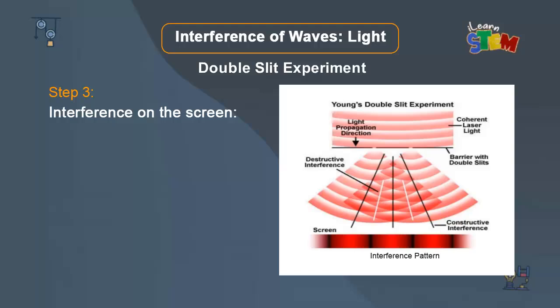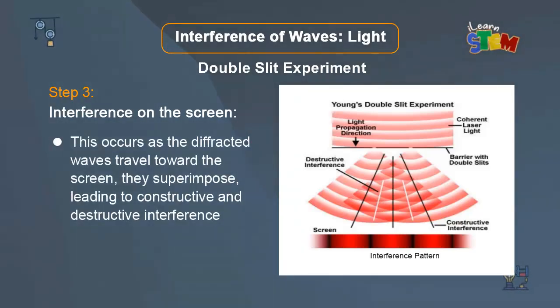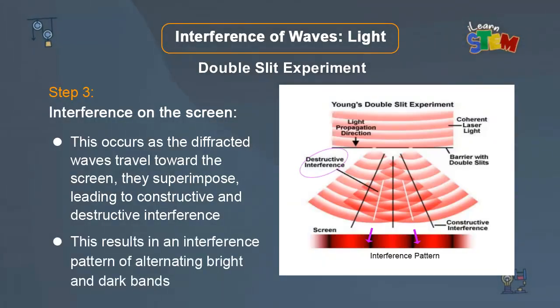Step 3, which is the last step. Interference on the screen. The two sets of light waves travel forward and meet on a screen. Sometimes, the waves from the two slits arrive in sync, with their peaks and valleys matching perfectly, creating bright bands on the screen. This is called constructive interference. Other times, the waves arrive out of sync, with one wave's peak matching another's valley, cancelling each other out and creating dark bands. This is called destructive interference. The result is a pattern of bright and dark stripes called an interference pattern.